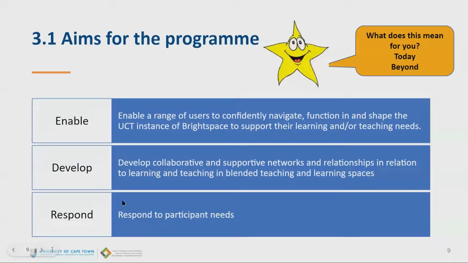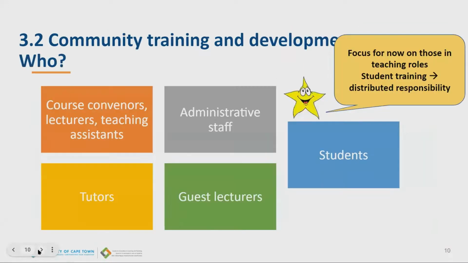Okay, so three aims really for us. We would like very much through this program process to be able to enable a range of users to confidently navigate, function in, and shape the UCT instance of Brightspace to support their particular needs, to develop collaborative and supportive networks and relationships in relation to this with departments and faculties, and of course to respond to participant needs. So critically for me in this part of today's workshop, I'm going to ask you to let me know what you think about this problem.